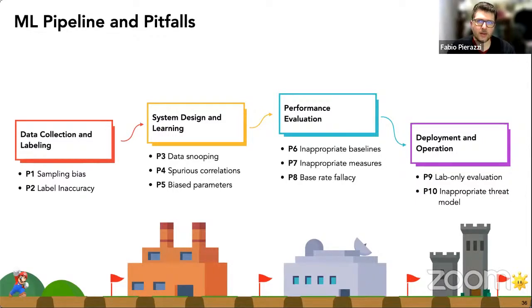The goal of this work was really to try to identify the common pitfalls and how we can avoid them, to try to improve the state of empirical research in machine learning for security. We ended up identifying 10 common pitfalls and derived some recommendations on how to mitigate them. Here, the pitfalls are presented in order of the stage of the typical machine learning pipeline they are likely to appear in. So we have first data collection and labeling, then system design and learning, then performance evaluation, and then the final deployment stage.